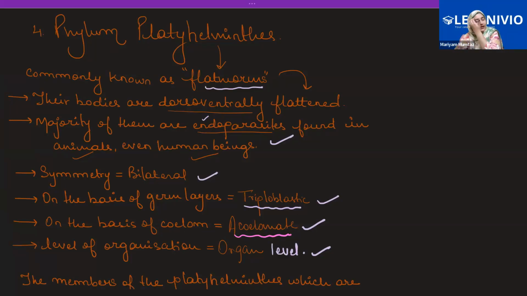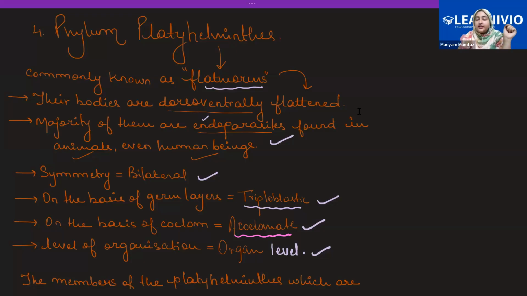All right. So now we're going to begin with the phylum Platyhelminthes. They are very commonly called the flatworms. Why? Because their body is dorso-ventrically flattened, meaning dorso means backside, ventral means front side. So from the backside to the front side, it's completely flat. That's why they are known as the flatworms.